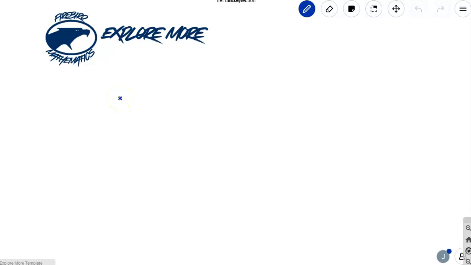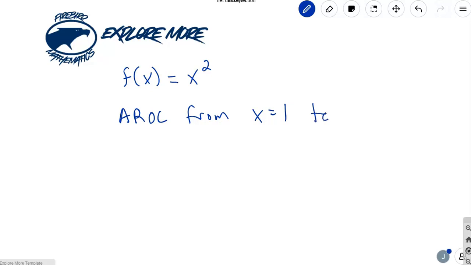Alright, so today we're going to explore more with some rate of change problems, but instead of just looking at the rate of change for linear functions, today we're going to look at how we can find the average rate of change if we have some nonlinear functions. So let's start with some sort of nonlinear function. Let's just start nice and easy with a function like x squared. And we want to try to find the average rate of change from x equals 1 to x equals 4.